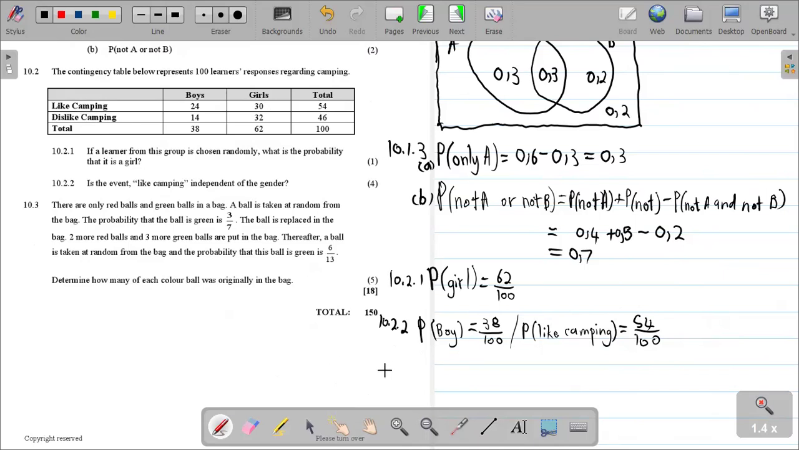So it means therefore the probability of a boy multiplied by the probability that they like camping is going to be the two fractions together. So it's going to be 38 over 100 multiplied by 54 over 100. So it's going to be 0.2052.